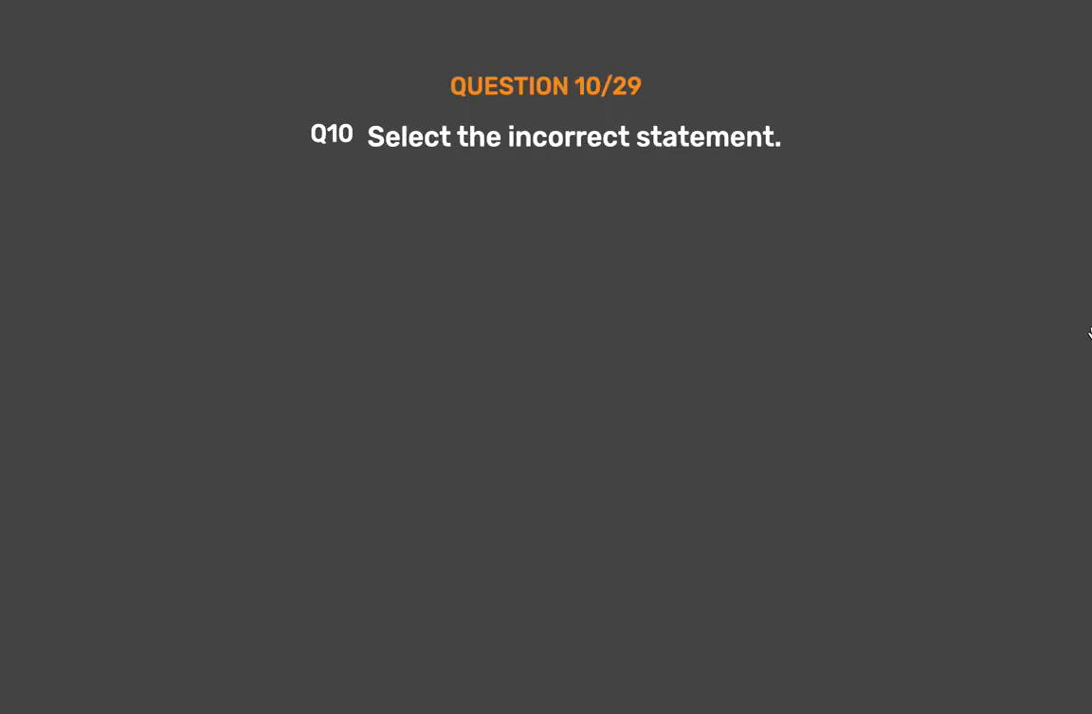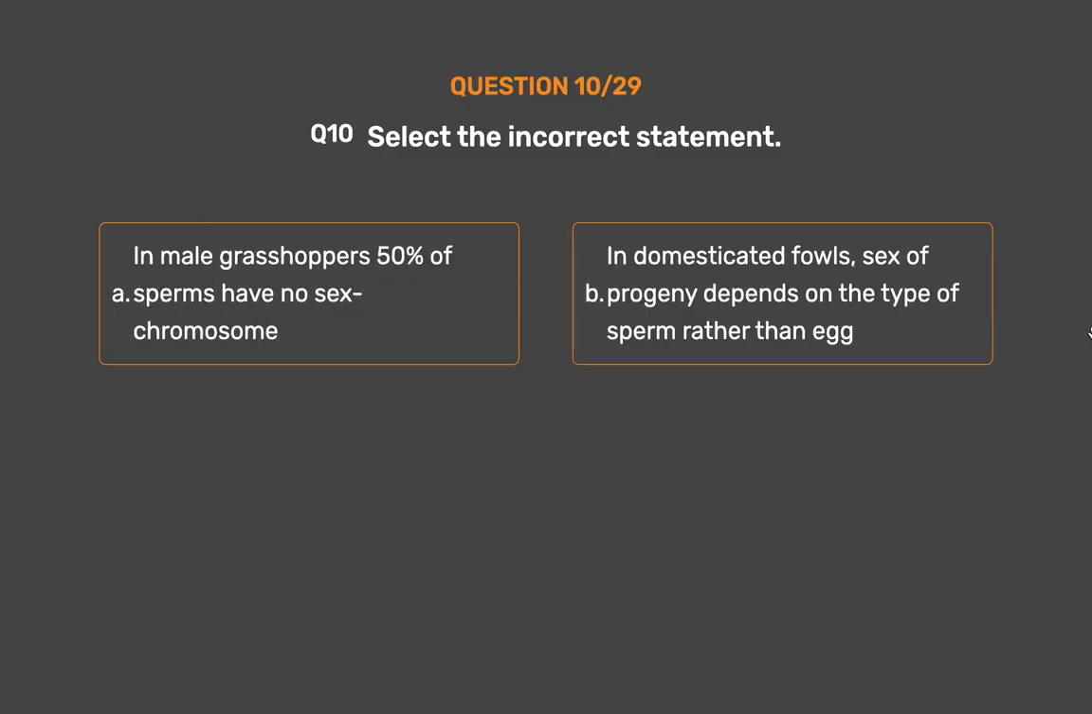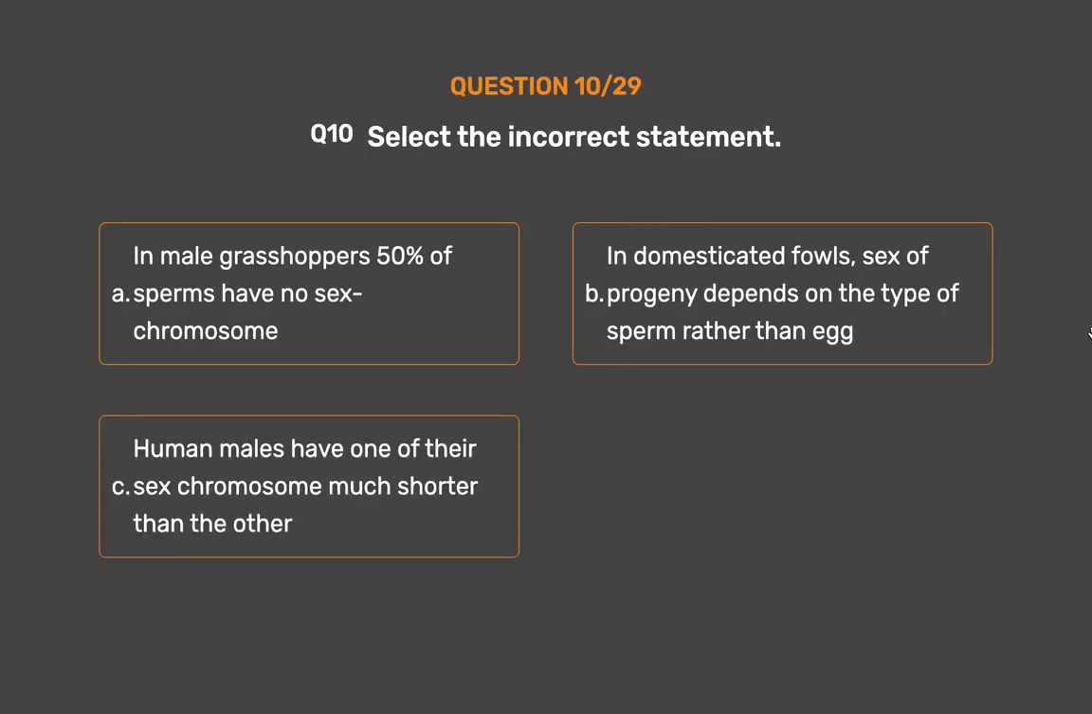Question number 10. Select the incorrect statement. Option A. In male grasshoppers 50% of sperms have no sex chromosome. Option B. In domesticated fowls, sex of progeny depends on the type of sperm rather than egg. Option C. Human males have one of their sex chromosomes much shorter than the other. Option D. Male fruit fly is heterogametic. The correct answer is option B.